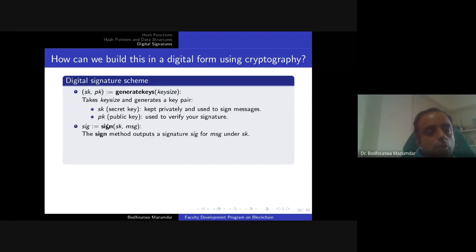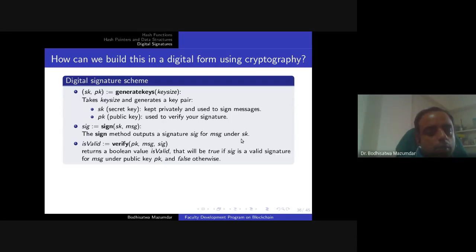So how do you sign the message? The message is the document which you want to sign, and you sign it with SK, the secret key, and the output of this sign function is your signature. Whenever you change your message, the corresponding output signature also changes. That means the generated signature depends upon the document that you are signing. If you produce another document, your signature would vary according to this sign function. So the sign method outputs a signature for the message under the secret key SK.